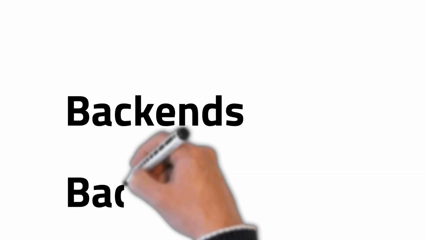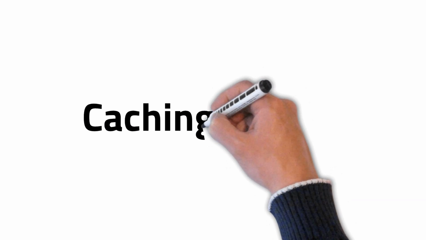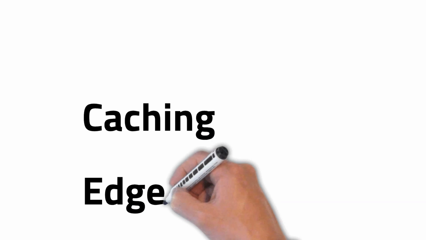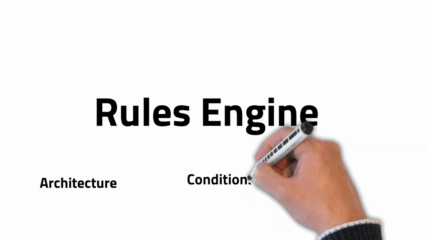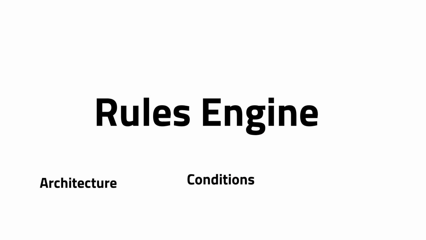Then we are going to talk about the backends and the backend pools, and then talk about caching and how Azure Front Door caches your content in different edge locations around the world. Then we are going to move to the rules engine and understand its architecture and talk about when it's going to get executed when the incoming request hits your front door. Then we are going to talk about the different conditions you can specify and the different actions you can trigger.